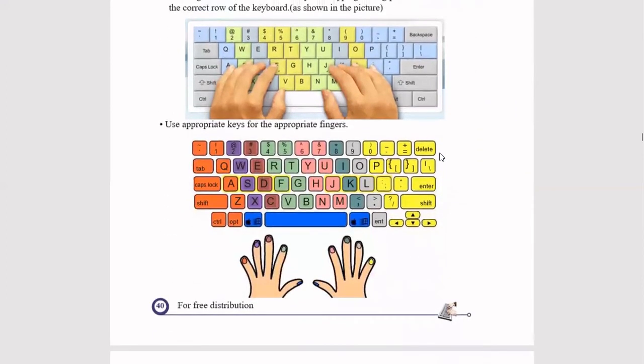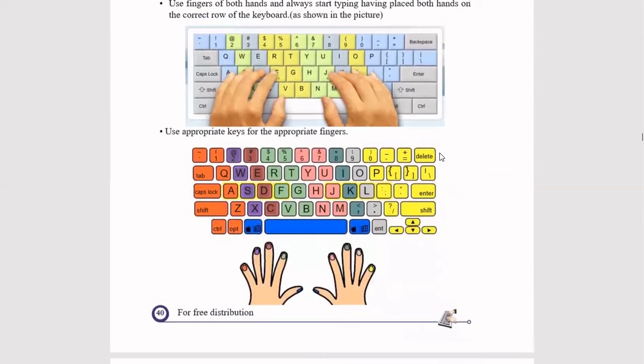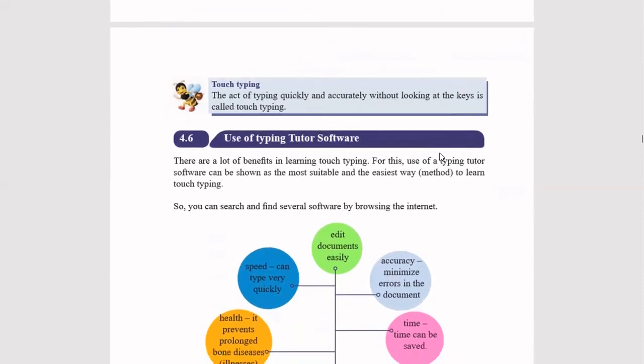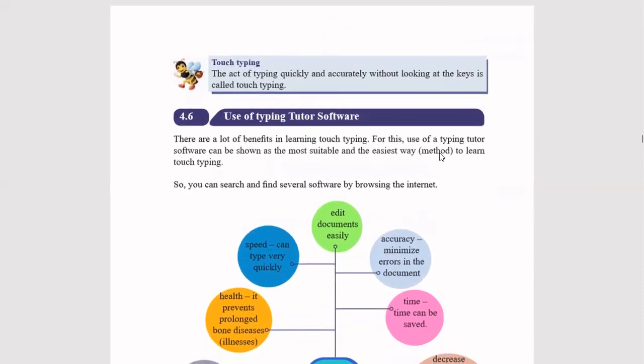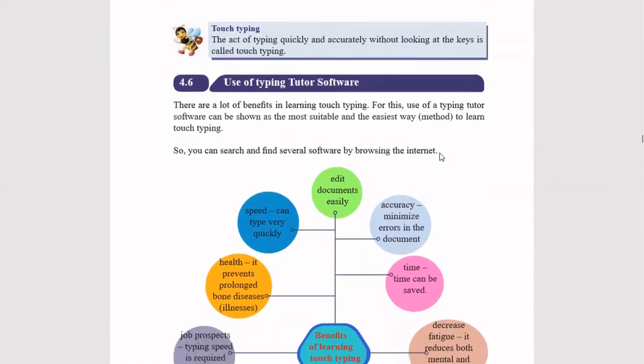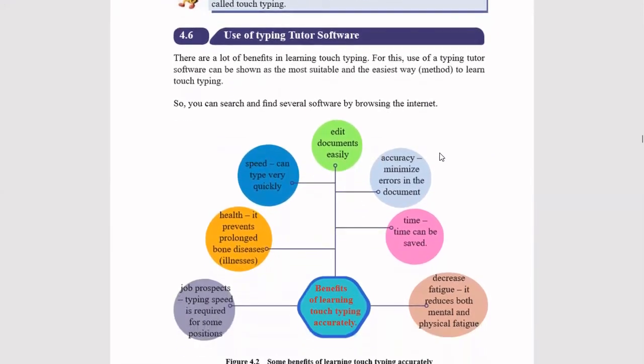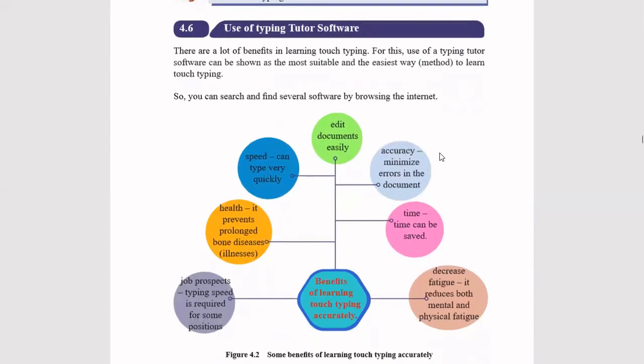So this thing you can learn using the internet also, right? It's a good thing to practice this touch typing. What do you mean by touch typing? Without looking at the keys, you are typing quickly and accurately, right? So I told you, don't look at the keys and type. Try to learn touch typing. It's very important to increase your typing speed and efficiency, right? There are so many benefits of touch typing, and there is a lot of software you can easily download from the internet and practice with.